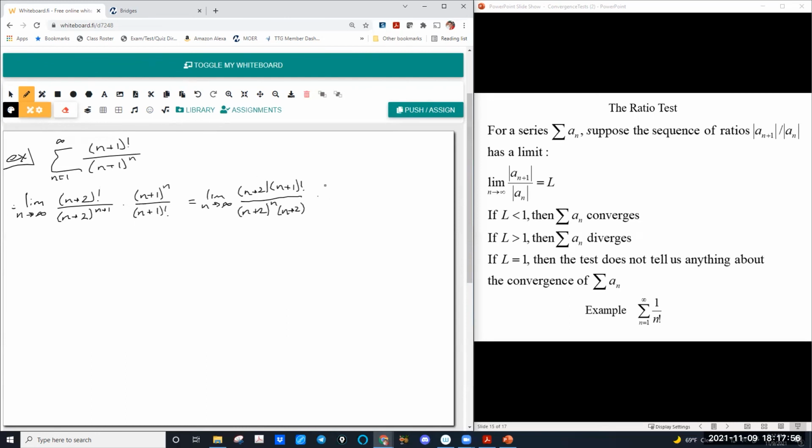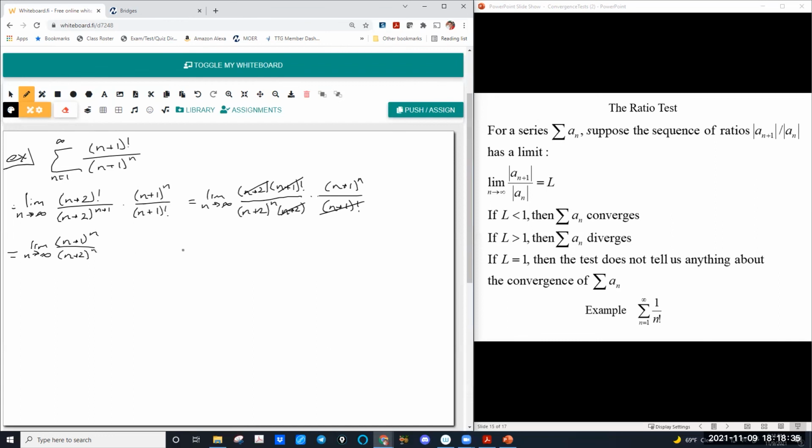Not much we're going to do with this other one, n plus 1 to the n, and then n plus 1 factorial. This is the fun part. Once we set up our cancels, we get to do a whole bunch of crossing out. Now here's where this one gets really interesting. So here's where we're at. We've got the limit as n goes to infinity of n plus 1 to the n over n plus 2 to the n.